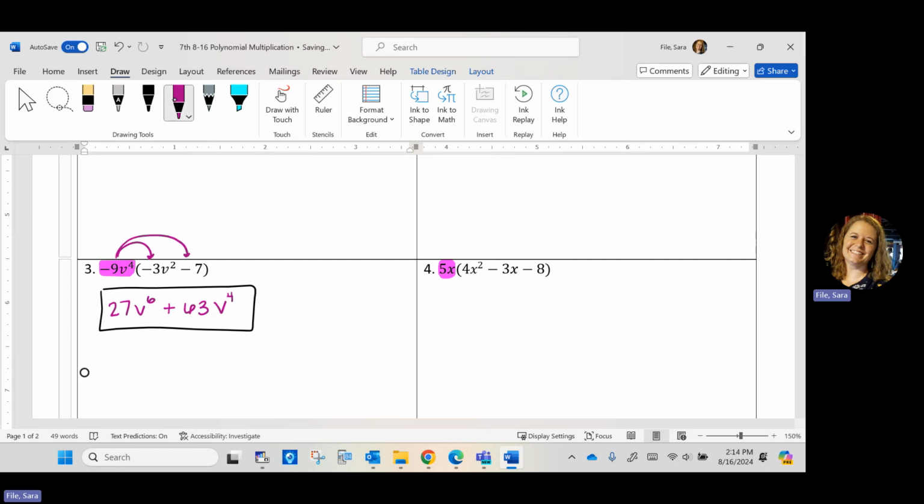All right, I'm going to give you a second. I want you to try number 4. Distribute to all 3 terms in that trinomial. See if it needs to be simplified at all by combining like terms or if it needs to be rearranged to standard form. I'll give you all a minute to try that. You can talk with your group if you have questions, and then we'll check it.